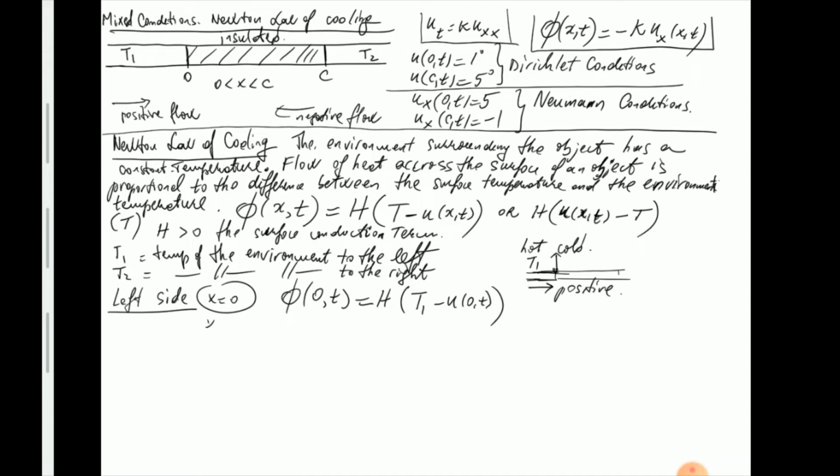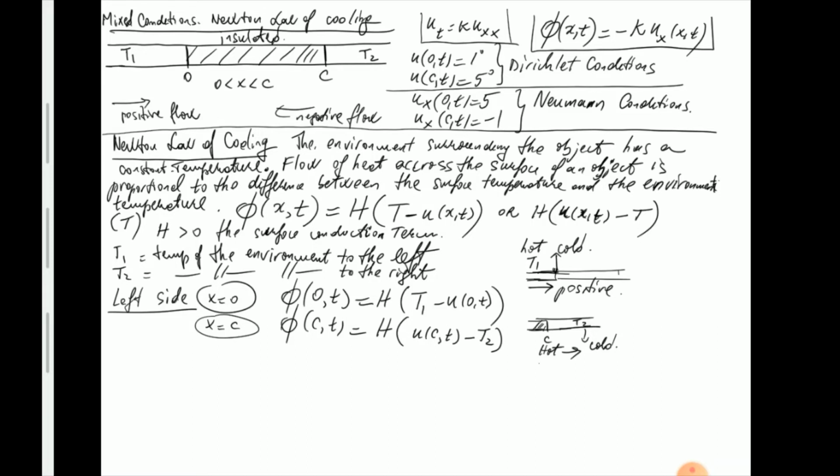For exactly the same reason, the opposite is true for the right endpoint. So the flow at the right endpoint, or the right edge of the object, is going to be H times U of c,t minus T2. Once again, imagine that right here at the edge of the object, when x equals c, you have a hot surface there, and let's say the temperature of the environment, T2, happens to be cold. Then again, the flow should be from left to right, and therefore it should be U minus T2, not T2 minus U, so that we have positive flow. Of course, if the difference is the other way around, let's say cold and hot, then the flow is reversed and it should be negative.